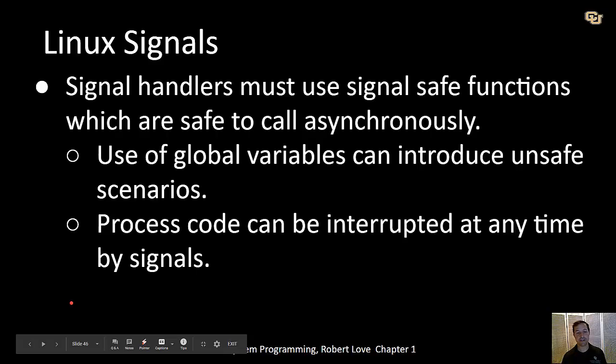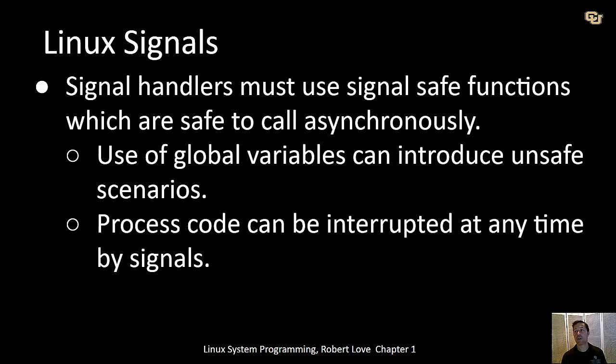If you write or use a signal handler, you must use signal-safe functions that are safe to call asynchronously. And why is that? It's because there's no guarantee of any kind of synchronous capability when you hit Control C relative to what's running in your current code. So if you're calling some function in your running process and you hit Control C and your signal handler calls that same function, you need to make sure that that function is safe to call in two different contexts at once.